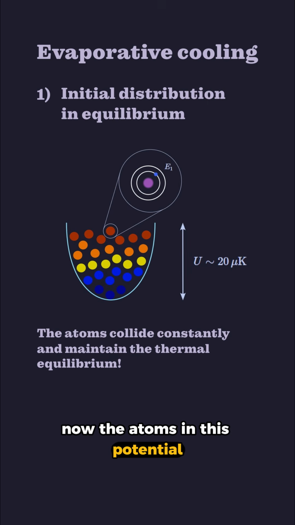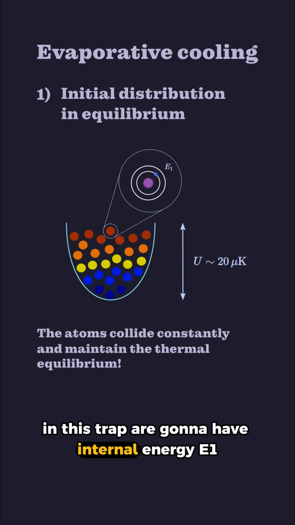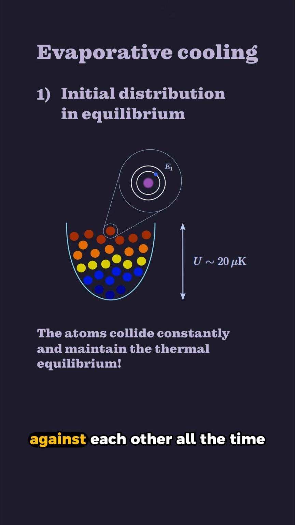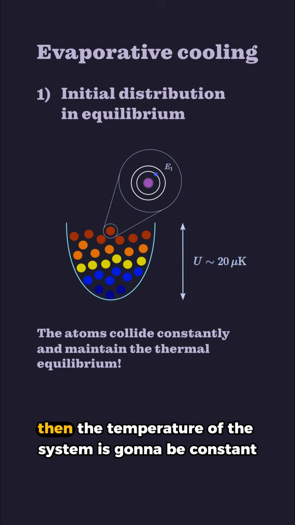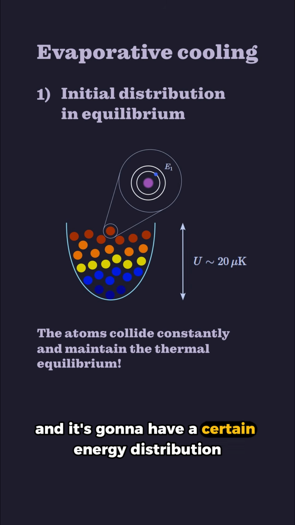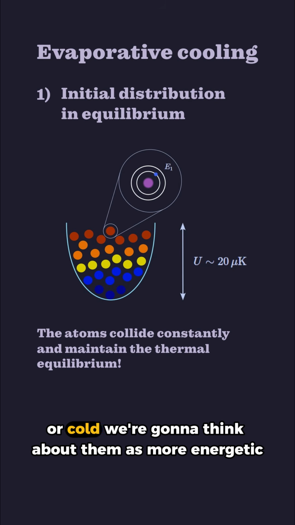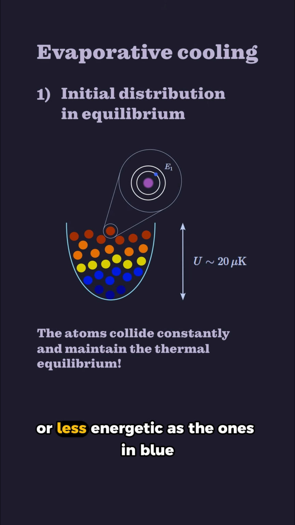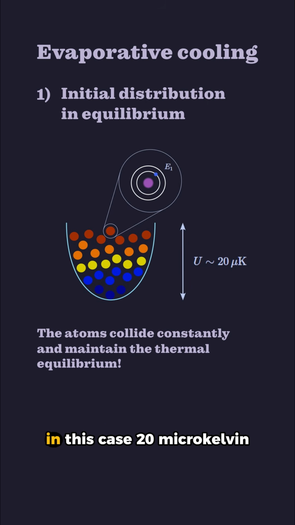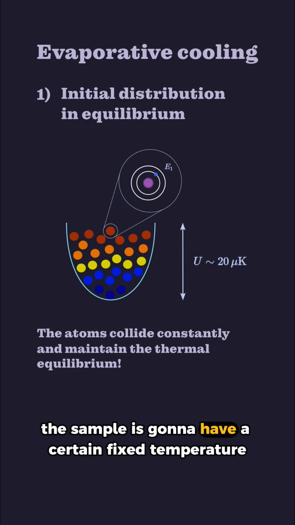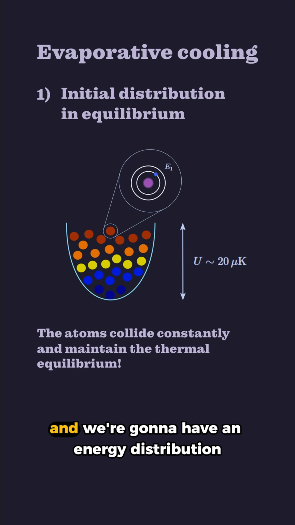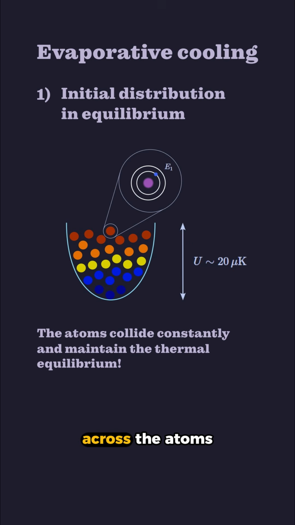Now, the atoms in this potential, in this trap, are going to have internal energy E1, but they are going to collide against each other all the time. If this happens, then the temperature of the system is going to be constant and it's going to have a certain energy distribution, meaning that instead of thinking about the atoms as hot or cold, we're going to think about them as more energetic, the ones in red, or less energetic, the ones in blue. Then, depending on the trap depth, in this case 20 microkelvin, the sample is going to have a certain fixed temperature and we're going to have an energy distribution across the atoms.